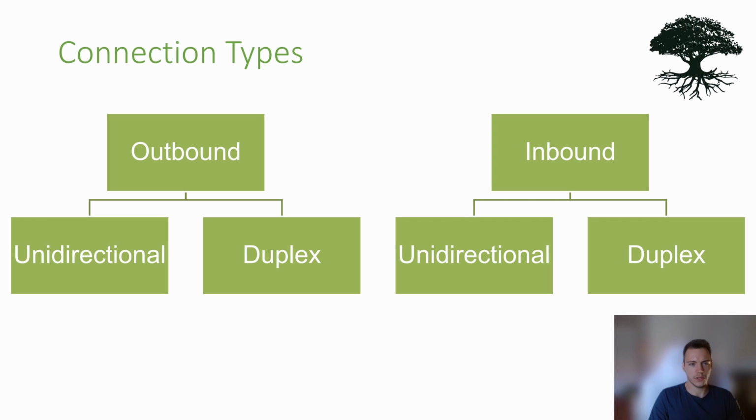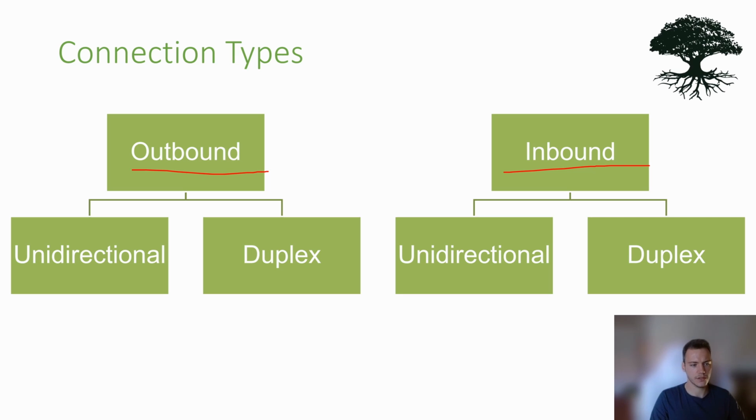Now we'll look at the connection types. Some of these terms we already saw on previous slides. There are two main connection types, the outbound and the inbound connection. The outbound connection is one that our node initiates towards another node, so it's from our node, it's going out, it's outbound. And inbound is a connection that our node receives from another node, so it's inbound.